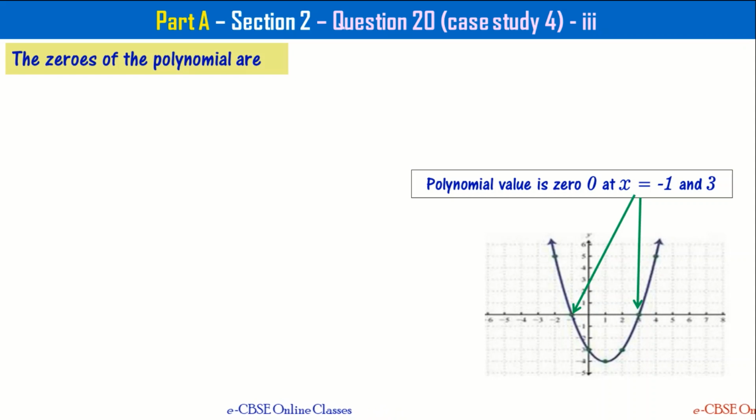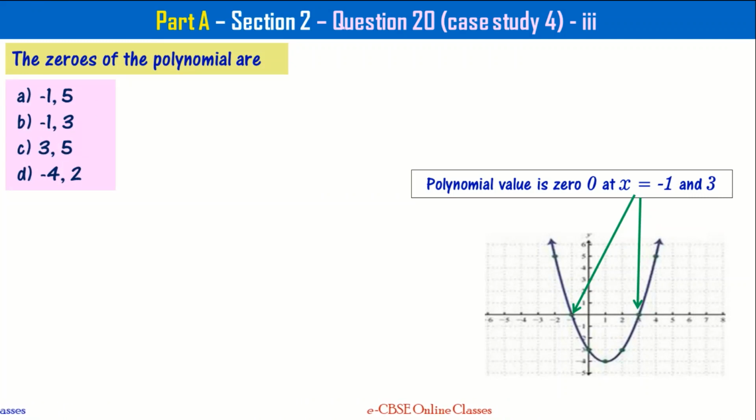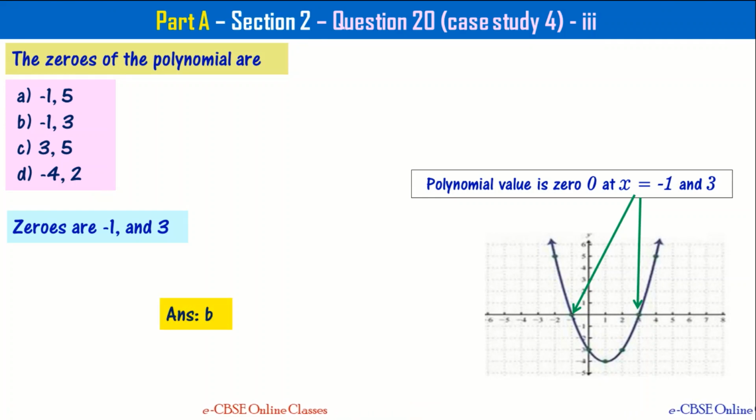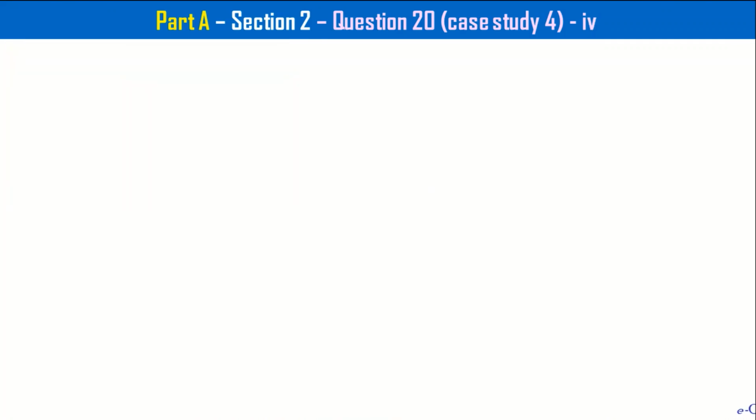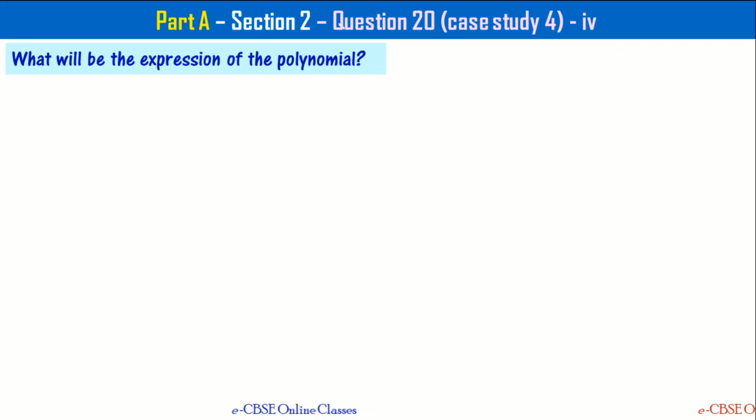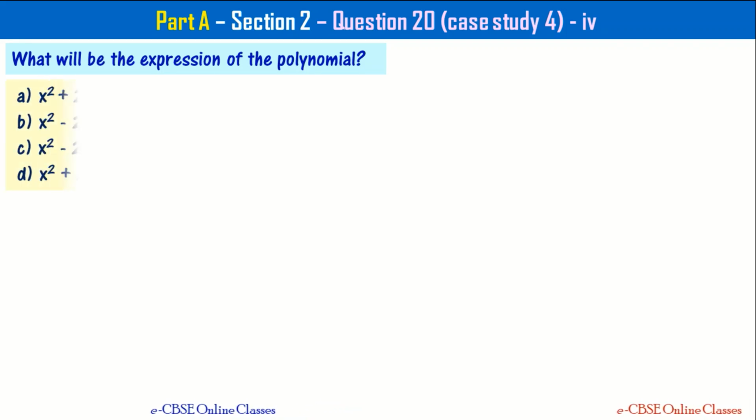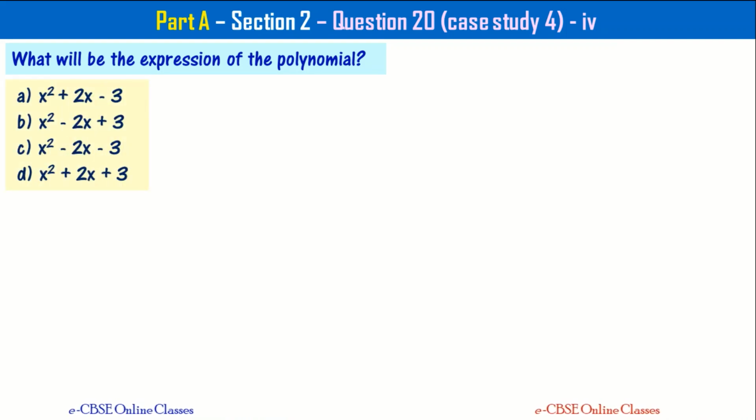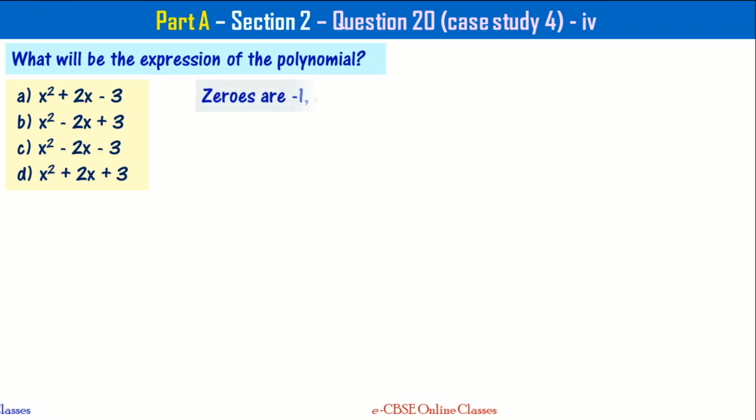Let's go to subpart 3. The zeros of the polynomial are the question. And we have already seen that x equal to minus 1 and x equal to 3 are the zeros. So answer is B. Let's go to subpart 4 of question number 20, that is case study 4. What will be the expression of the polynomial is the question. And 4 polynomial equations are given. We have to find which one is correct.